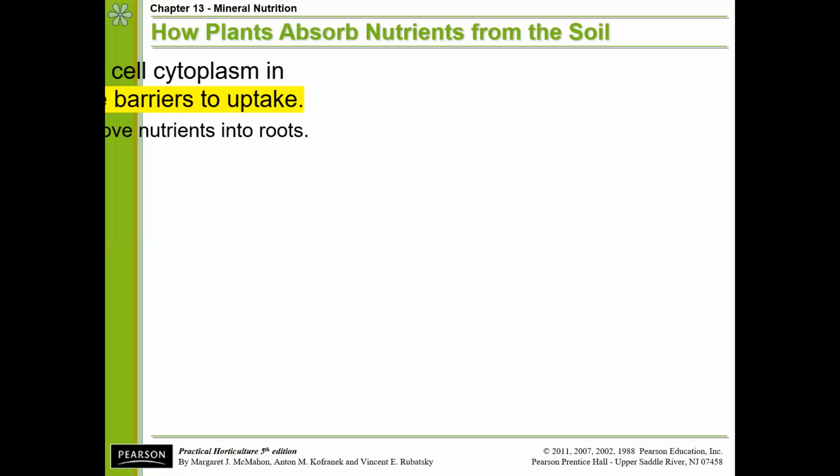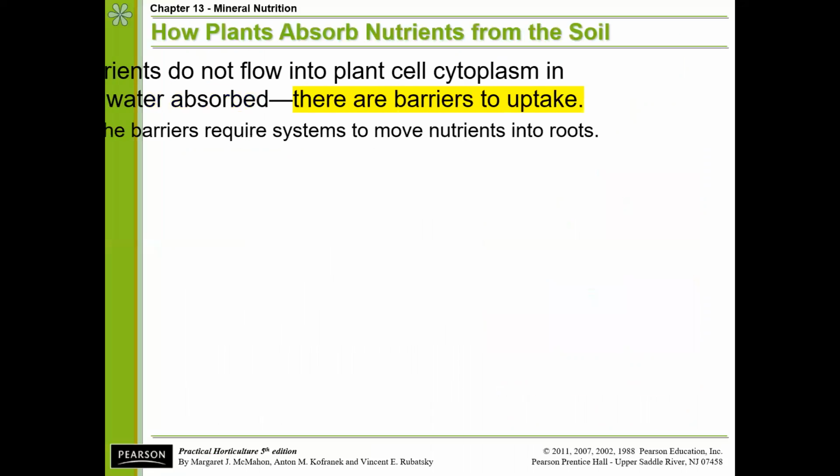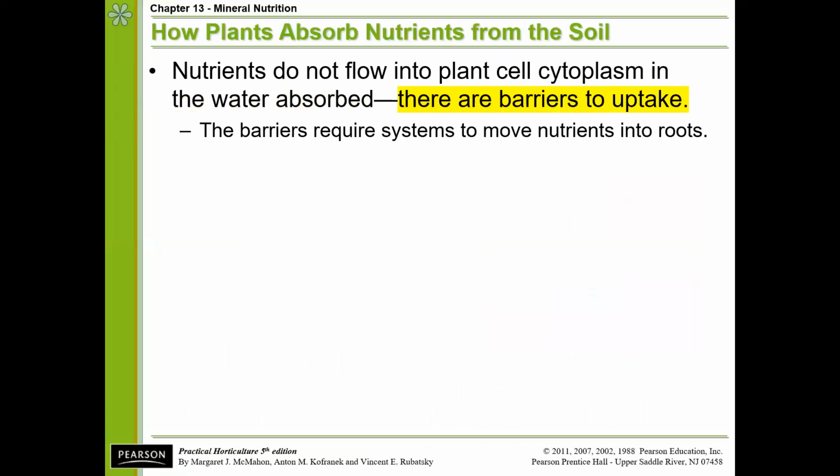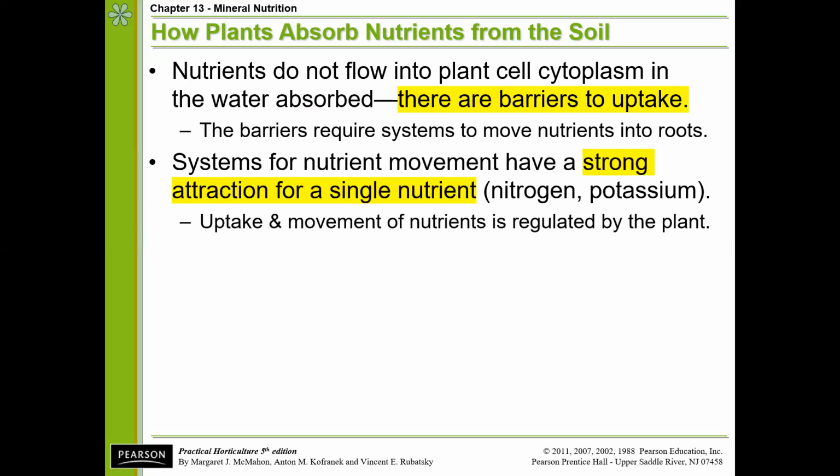So how does that exactly work? Well, they don't actually go directly from water into the cytoplasm in the cell. And we started to talk about that with water on Monday. There are some barriers to that uptake, and that generally is through some sort of membrane. And there are systems for each nutrient that plants need. So every nutrient has a pathway. They have special ways to get through the membranes and into the plant.